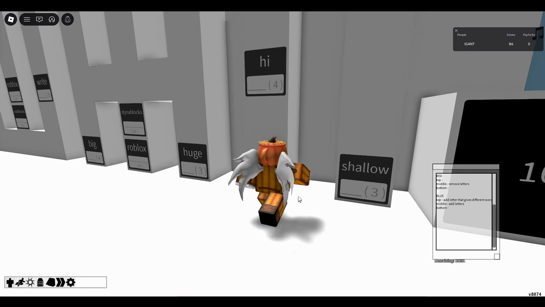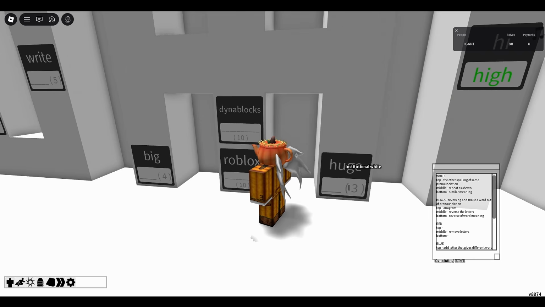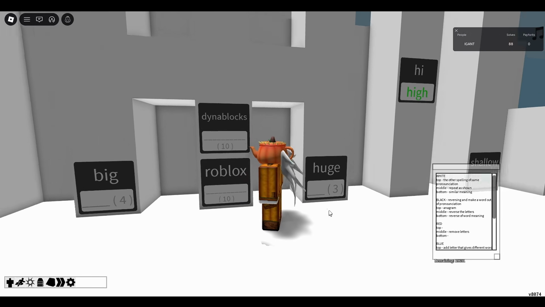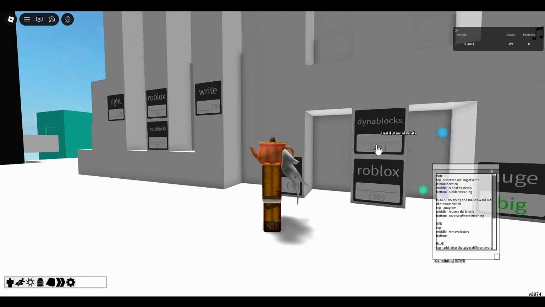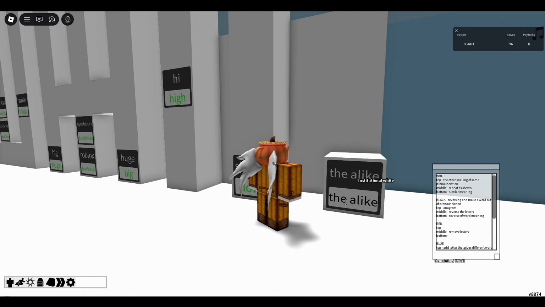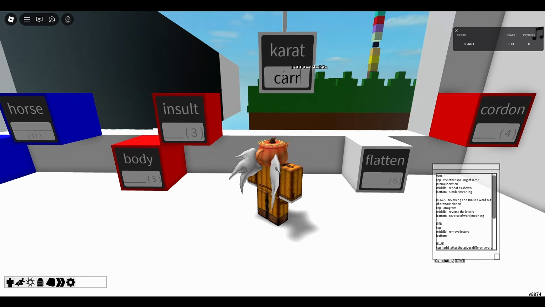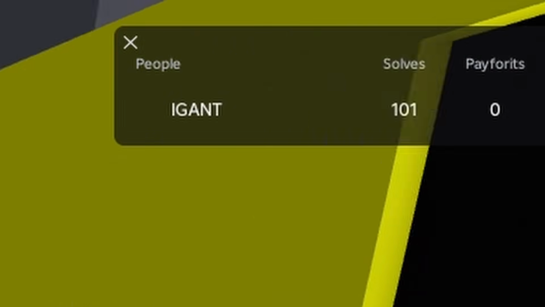Let's solve this area, because this is really easy. Low, high, bottom white with similar meaning. So big. Dino blocks, Roblox, Dino blocks. No, Roblox. No, I'm being stupid. Hold on. The light. The similar? There we go, new badge. Carrots. We're 100 solved. Does anything open up?